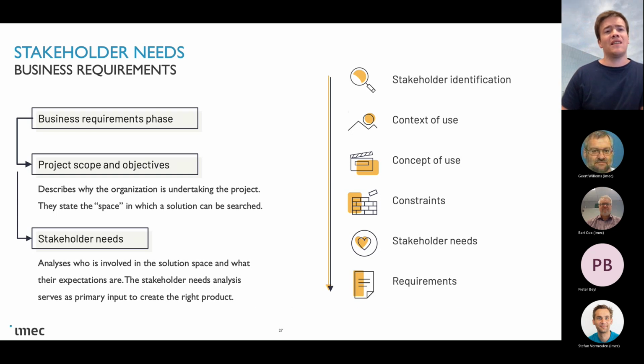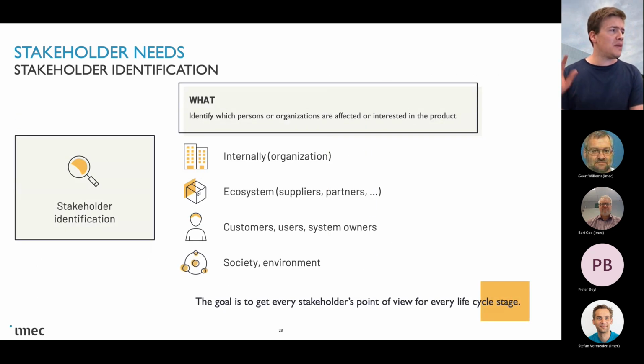I'm going to start with identification of stakeholders. As I mentioned, there's a lot of them. You have internal stakeholders, so that's the organization. You have the ecosystem, so that's suppliers, partners. You have the actual customers, users, operators, system owners, who knows what. And so people that will actually be interacting with your product. And then, of course, as a last stakeholder, you have society and the environment, but also, for example, legal barriers.